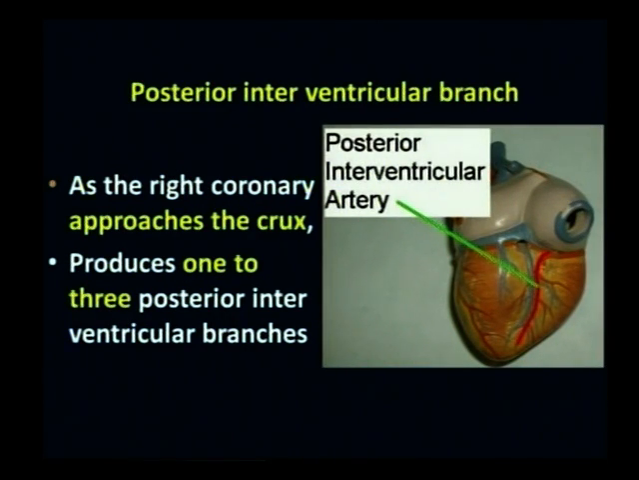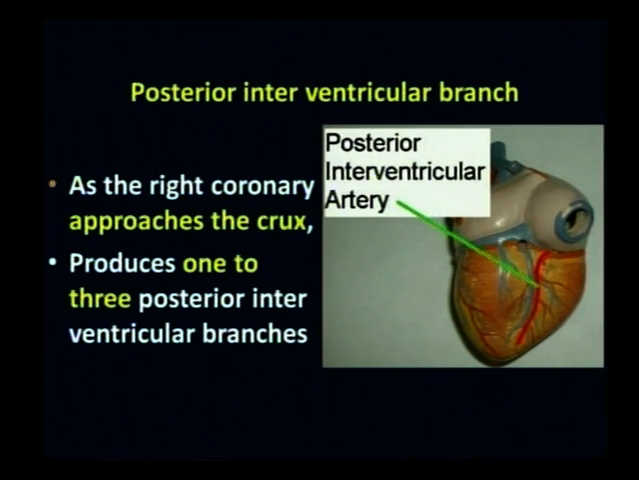When this right coronary artery is running in the posterior part of the AV groove, when it approaches the crux, it gives one important branch, the posterior interventricular branch. The number is not always 1; it may be 1 to 3 given by the right coronary artery. Sometimes none may be present, that is the posterior interventricular branch.